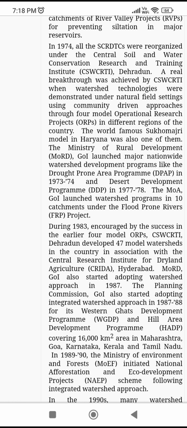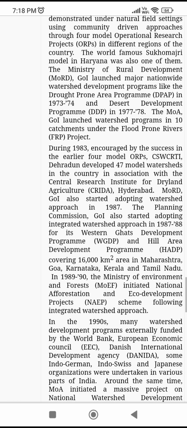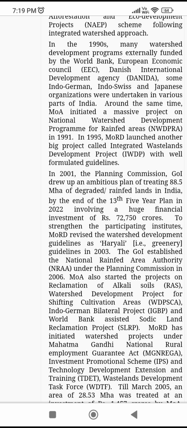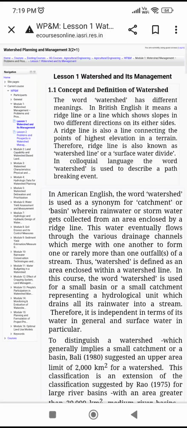Then CRIDA, Central Research Institute for Dryland Agriculture, which is situated in Hyderabad. Then Western Ghat Development Program, WGDP, and Hill Area Development Program, HADP. So you should know these full forms. After that, an important full form: National Watershed Development Program for Rainfed Areas, NWDPRA. Remember, and IWDP stands for Integrated Wetlands Development Program. So these are some important full forms. We will move to another.